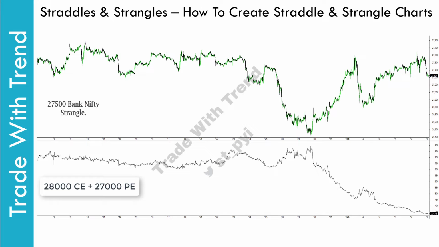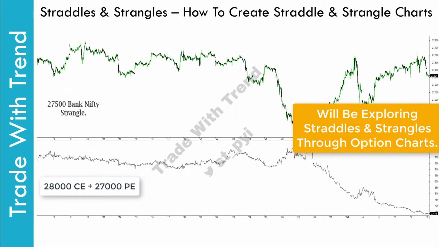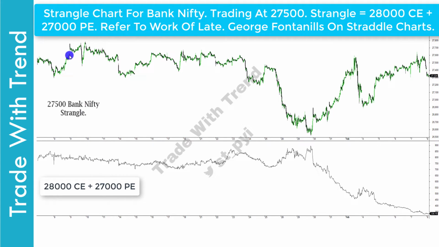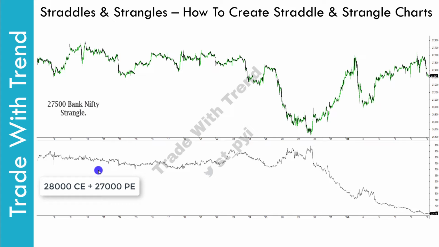Now, while a straddle and strangle strategy can be created based on option Greeks and prevailing market conditions, what I am going to show here is based on charts alone. This will help you identify precise moments when you would plan for a trade based on what straddles and strangles suggest. Now, this chart that you see in front of you is a strangle chart for Bank Nifty. Bank Nifty here is trading at 27,500, and in order to create a strangle, I have added premiums of the 28,000 call option and the 27,000 put option.